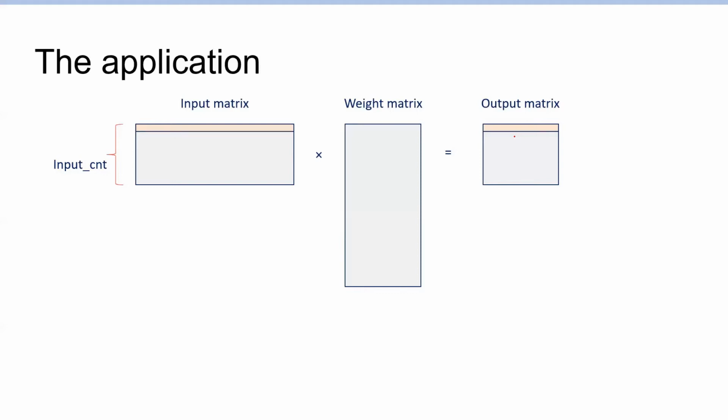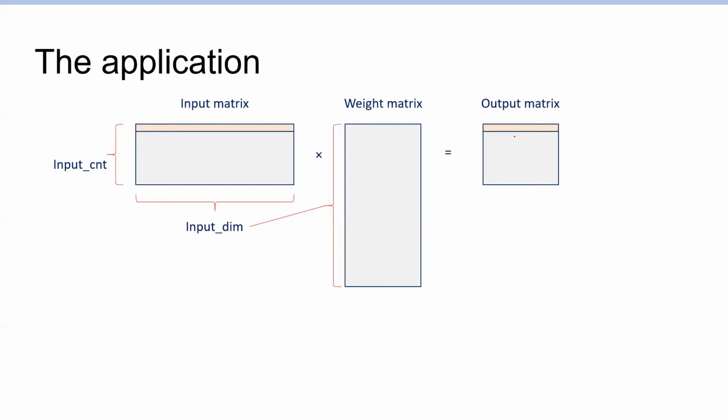The input matrix has a height of input count rows and a column size of input dim. So it's a matrix. It's not a square matrix. It can be a square matrix if you set the parameters right, but it doesn't have to be. It is a matrix of height input count and width input dim.